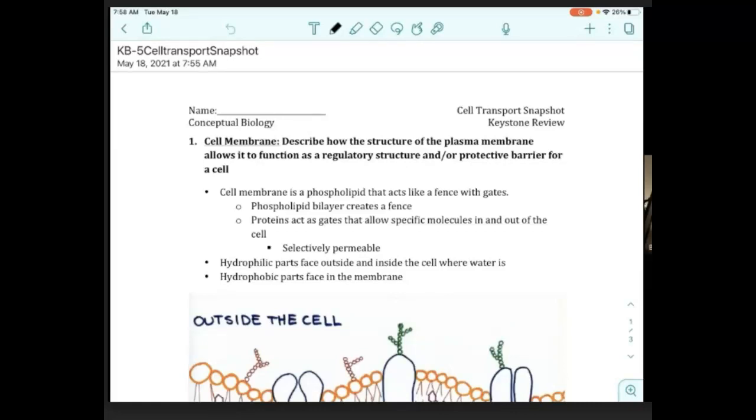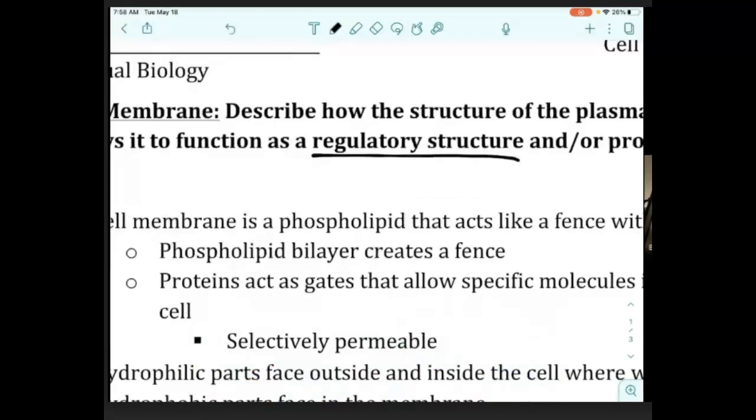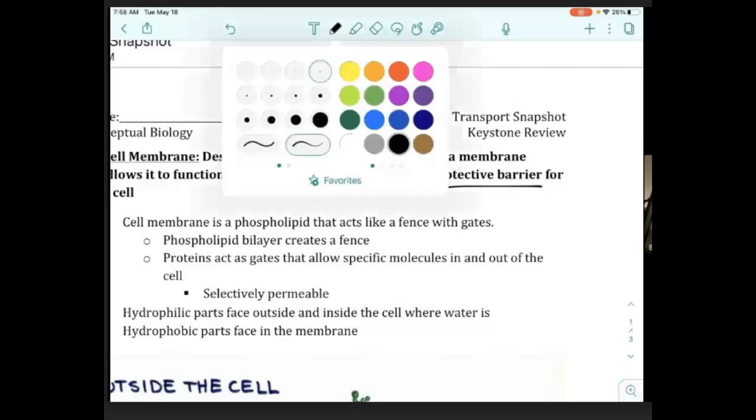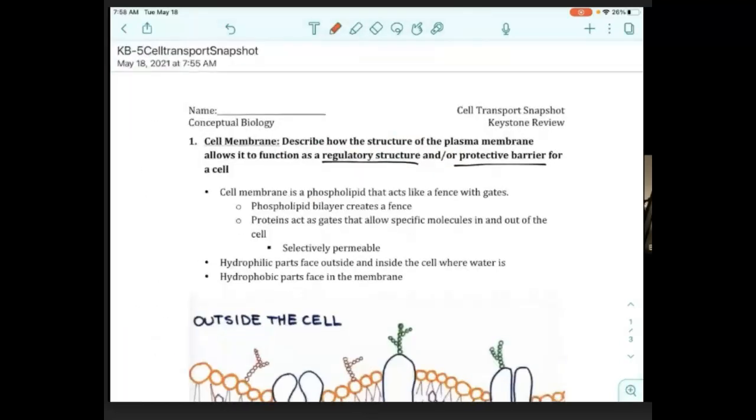And that's really the two functions. It regulates what gets in and out of the cell, and it protects the cell, protects the inside from the outside. You can kind of think of it as like our skin, right? Our skin prevents things from coming in and out of us, right? And it protects us, the insides of us, right?